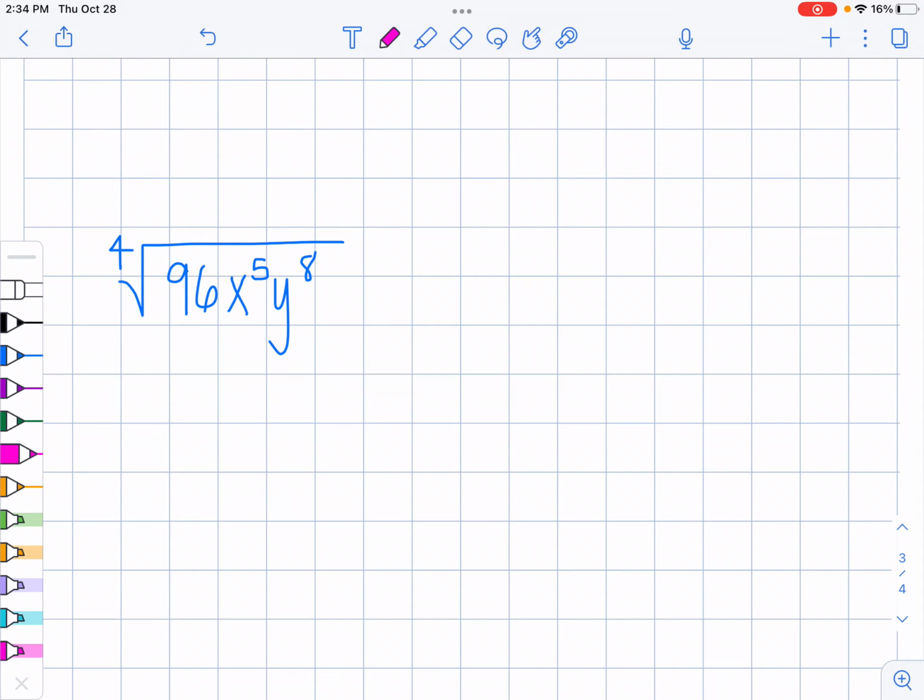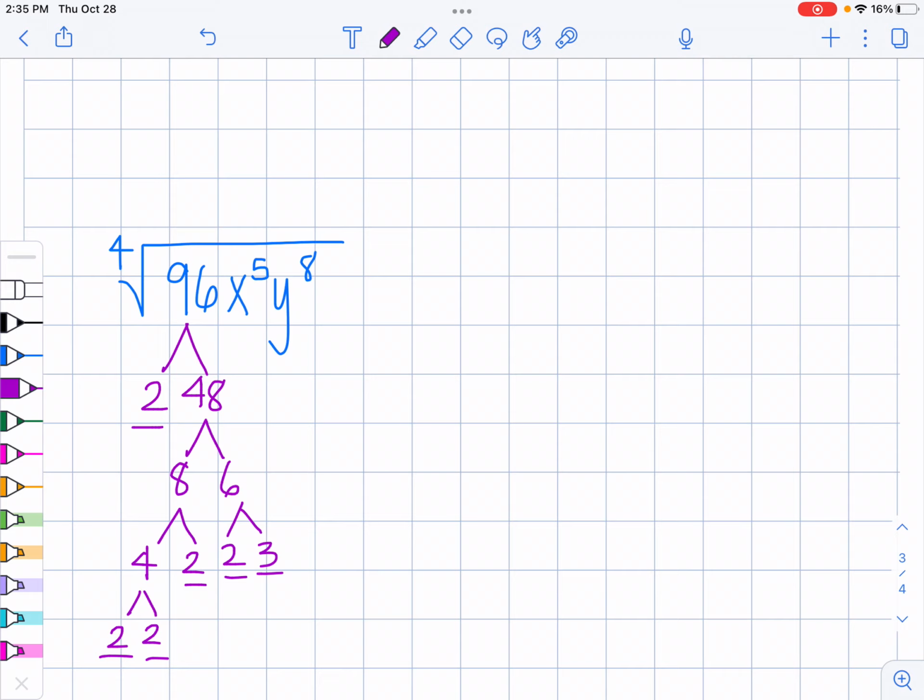Last one. Break down each base. So here I have constants, my number 96. I have x's. And I have y's. Okay, so let's break down 96. Give me 2 numbers that multiply to 96. 96 is an even number, so I'm starting with 2. 2 times 48 is 96. What multiplies to 48? 8 times 6. What multiplies to 8? 4 times 2. What multiplies to 4? 2 times 2. What multiplies to 6? 2 times 3.